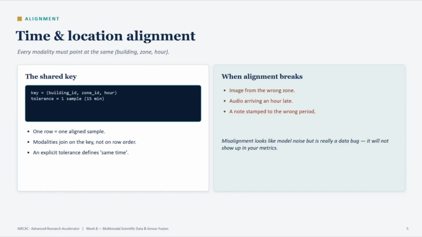Otherwise, we may accidentally combine a sensor reading from one room with an image from another room, or an audio recording from another time. The model will still run. Python will not necessarily produce an error, but scientifically the sample is wrong. So that is exactly why we use a shared key based on a building, zone, and time. So remember, we need to remember this.